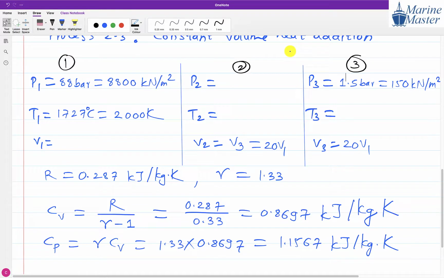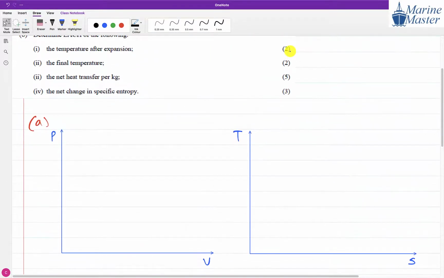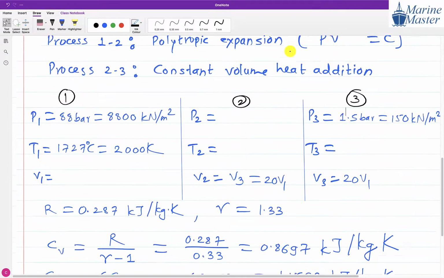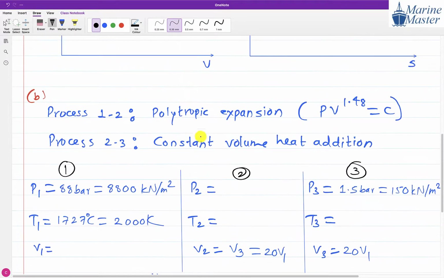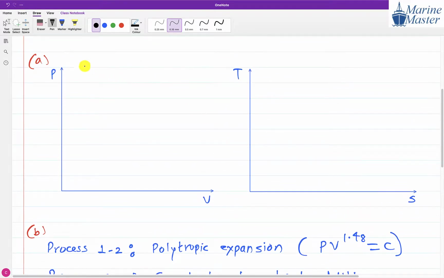Now what is remaining? After writing all the given things, we will start with the PV diagram. What is process 1 to 2? Process 1 to 2 is a polytropic expansion. What is polytropic expansion? Polytropic expansion means a decrease in pressure and an increase in volume. So this will be our polytropic expansion.